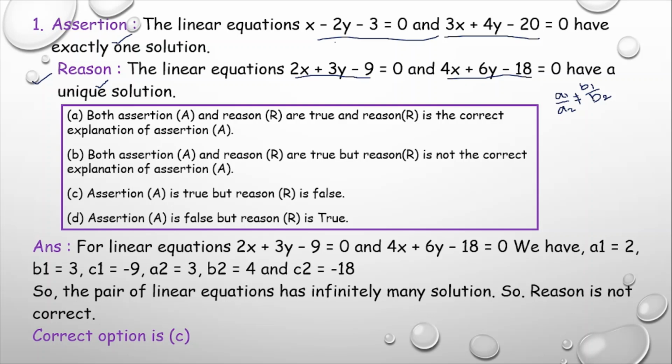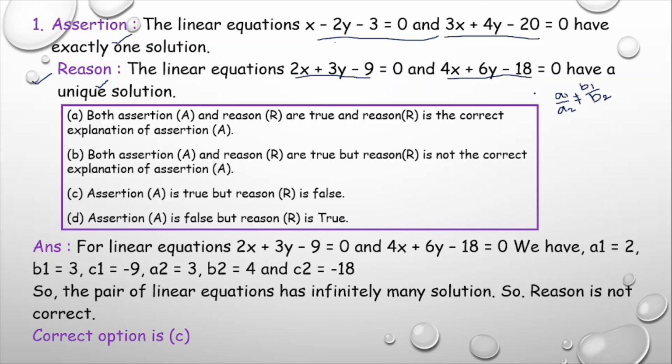If it is equal, you go and check the equality of c1 by c2 also. If c1 by c2 is not equal, it is a pair of parallel lines. If c1 by c2 is also equal, it is a coincident line, infinitely many solutions, right? Okay.